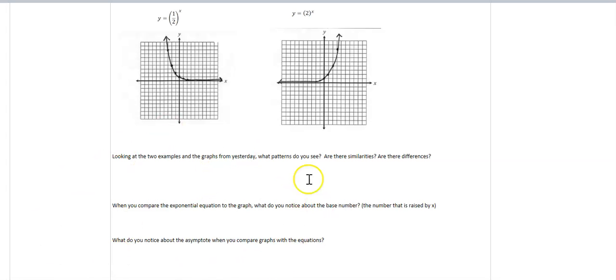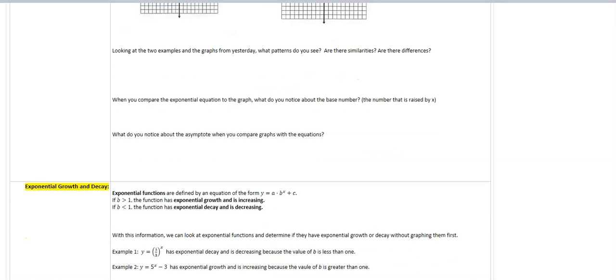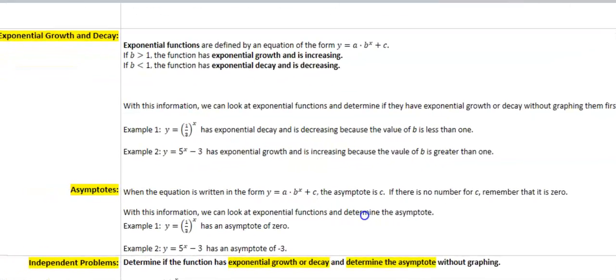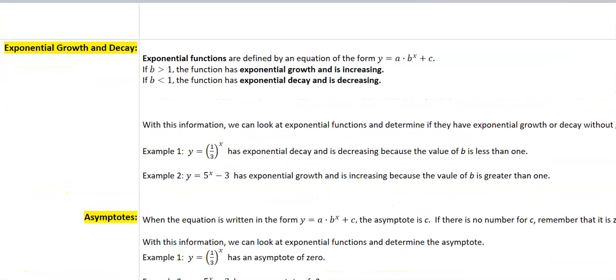So these three questions down here lead us into the next section of notes. So we have exponential growth and decay and asymptotes to talk about. So again, we know that exponential functions are in the form y is equal to a times b raised to the x power plus c. And if you figured out the rule from earlier, we have if b is greater than 1, then the function has exponential growth and is increasing. So it's going up from left to right.